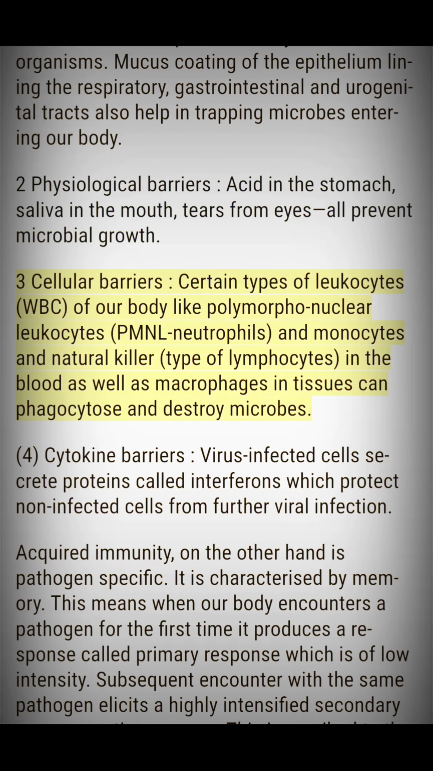3. Cellular barriers. Certain types of leukocytes, WBC, of our body like polymorphonuclear leukocytes, PMNL neutrophils and monocytes and natural killer type of lymphocytes in the blood as well as macrophages in tissues can phagocytose and destroy microbes. 4. Cytokine barriers. Virus-infected cells secrete proteins called interferons which protect non-infected cells from further viral infection.